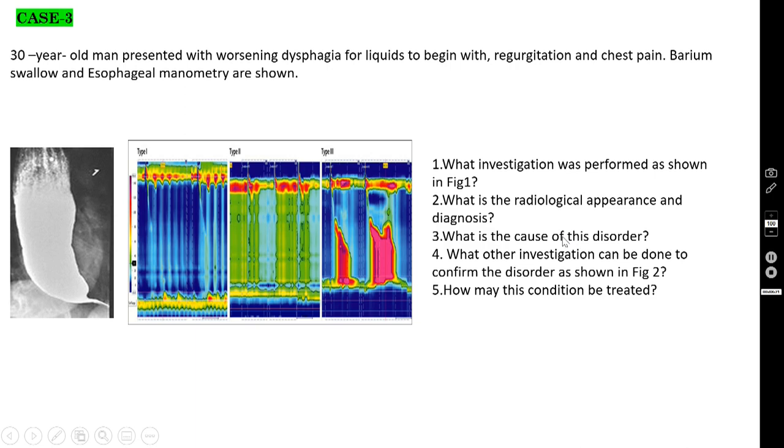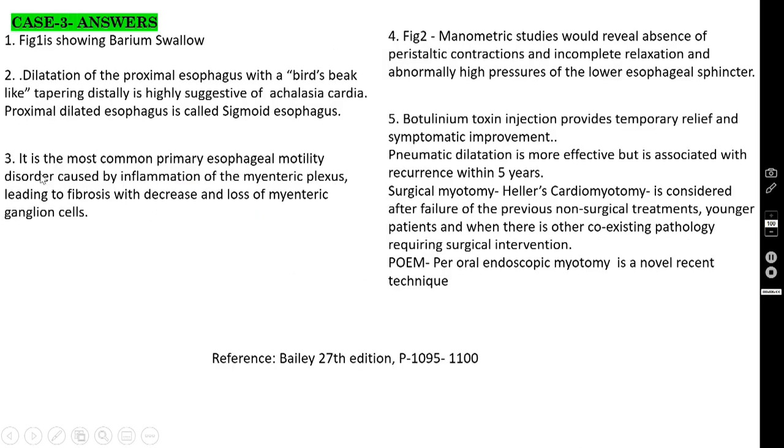What is the radiological appearance and the diagnosis? The radiological appearance is bird's beak appearance. So the diagnosis is Achalasia cardia, one of the motility disorders of the esophagus. What is the cause of this? It is the most common primary esophageal motility disorder, caused by inflammation of the myenteric plexus, leading to fibrosis with decrease and loss of myenteric ganglion cells. So this is the pathology.